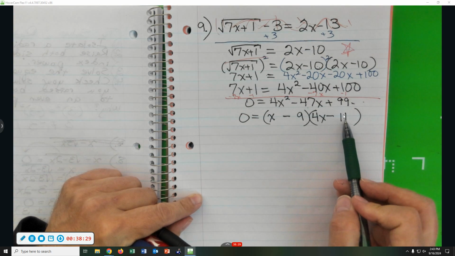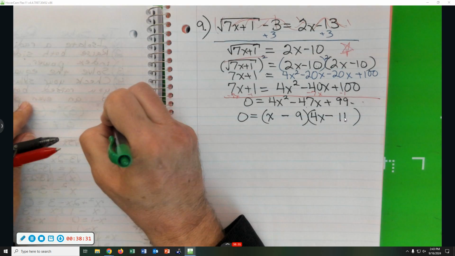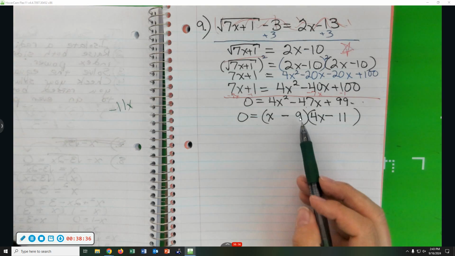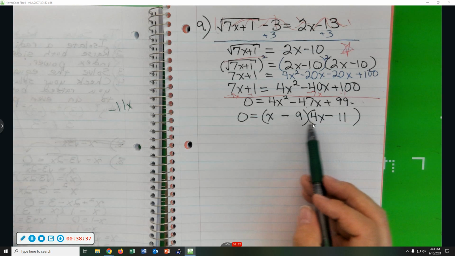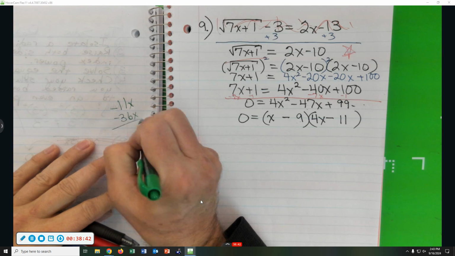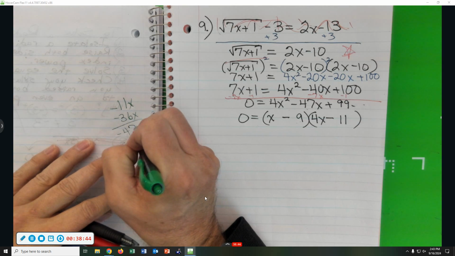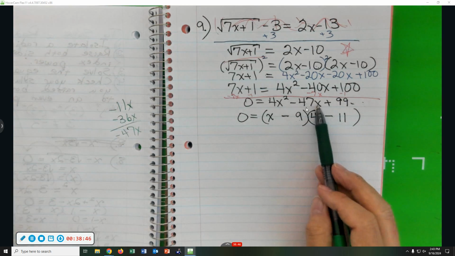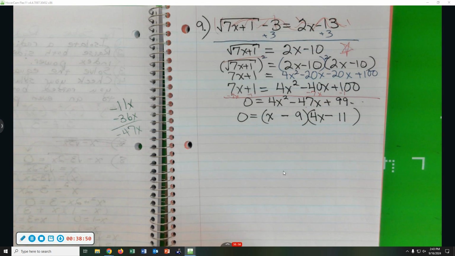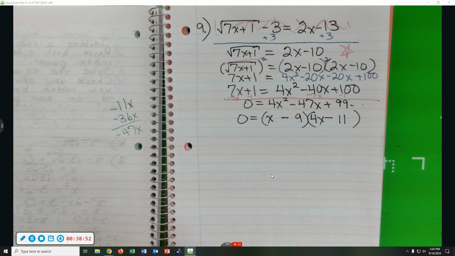X times negative 11. That's a negative 11x. What's the inner product? Negative 11 minus 36. That's a negative 47x. Yes, there it is. Just now dawned on me. Maybe I was wrong, but no, that's it. You would have said something if I'd done it wrong, right?